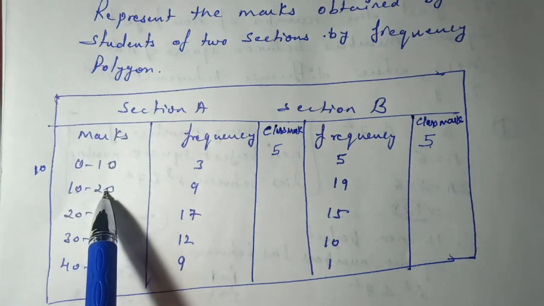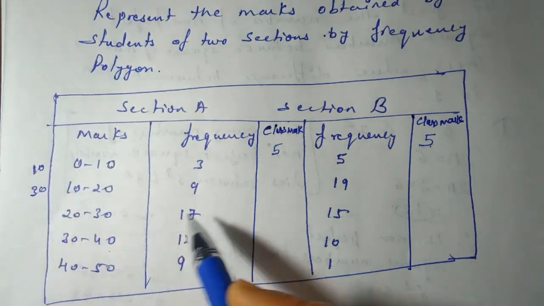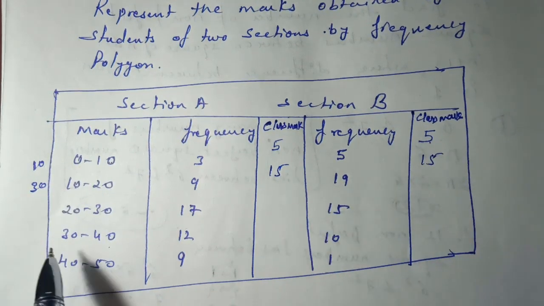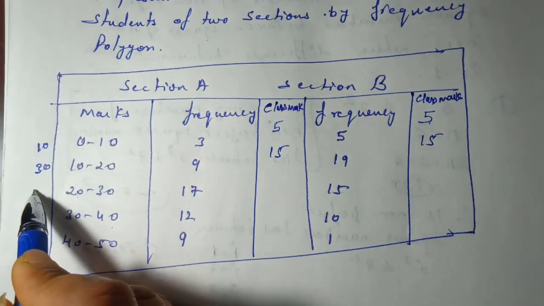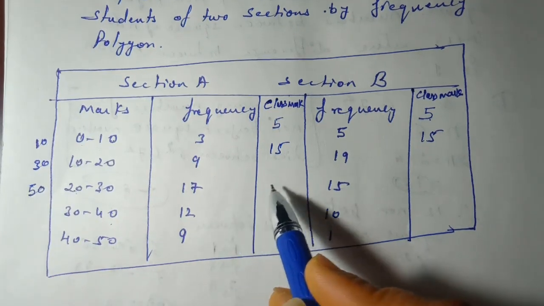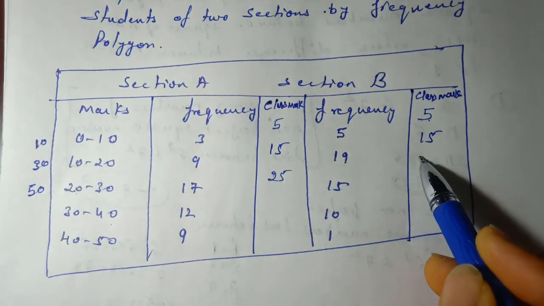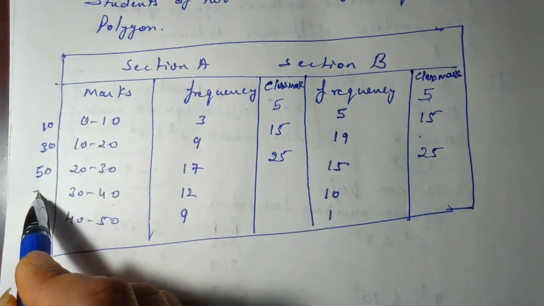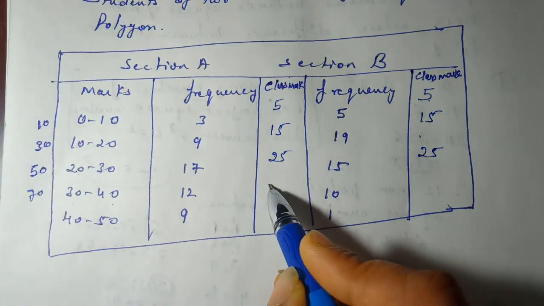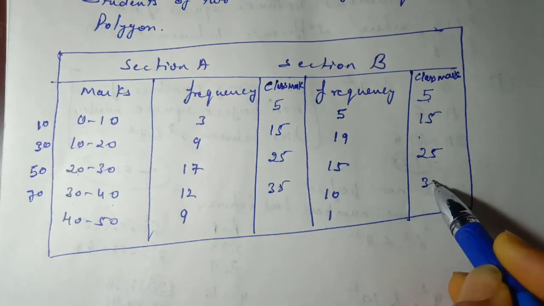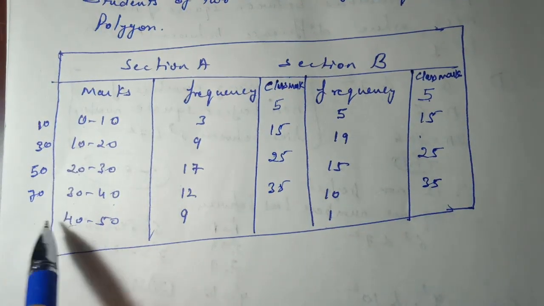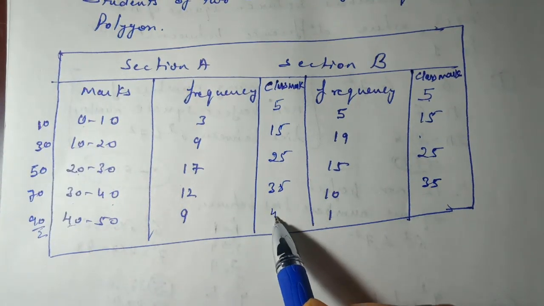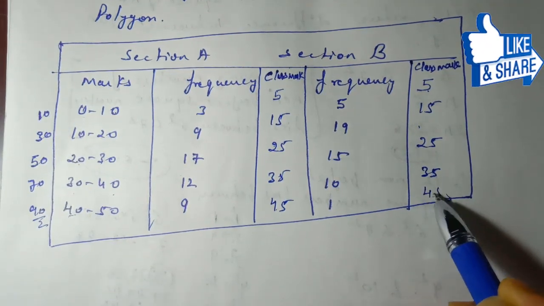Next, 10 plus 20 is 30, and if we divide it by 2, it gives 15. So in both we have 15. Next, 20 plus 30 is equal to 50. When we divide it by 2, it gives 25 for both. Next is 30 plus 40, which is 70. When divided by 2, it gives 35, and here also it gives 35. 40 plus 50 is equal to 90. When it is divided by 2, it gives 45, and here also 45.